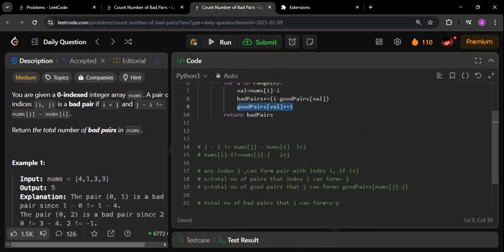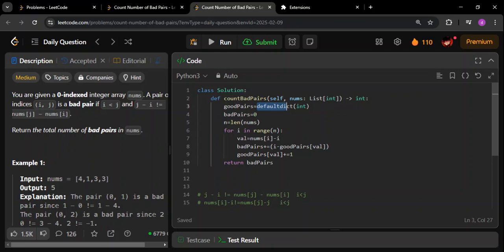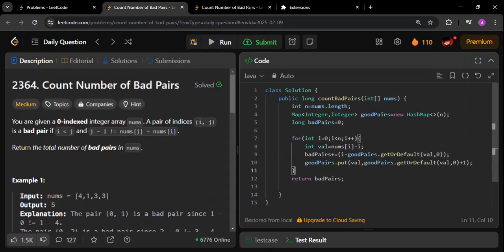Since it is a defaultdict in Python, we don't have to write the additional steps, because we have passed int here. By default, every value for any new key will be 0, so we can simply add to the value here. As simple as that. But for Java, we'll have to pass the default value as 0.